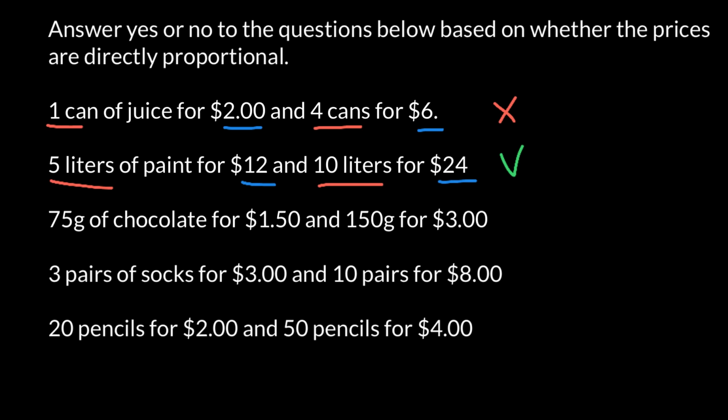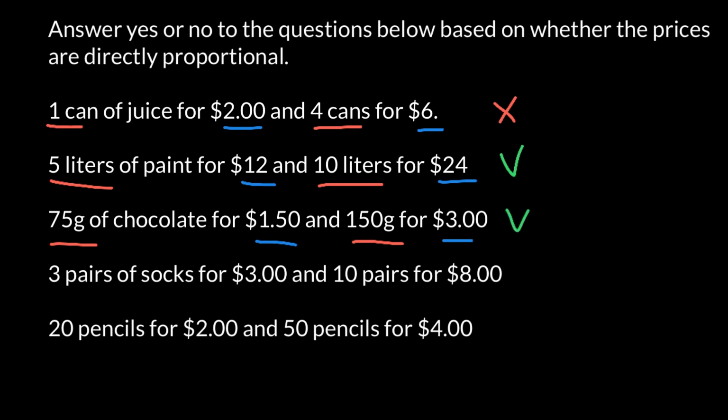Next, 75 grams of chocolate for $1.50 and 150 grams of chocolate for $3. So again, as you see, 75 and 150, the smaller number in each ratio. When we compare the two ratios, we see that this number is twice bigger than this. And we also see that this number is twice bigger than this. So these two ratios are proportional.